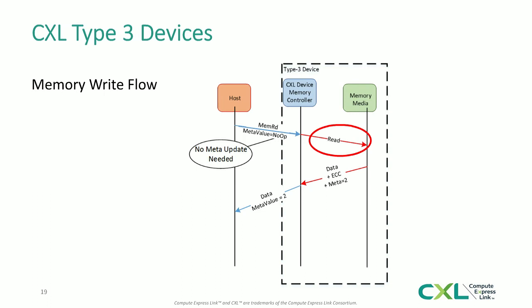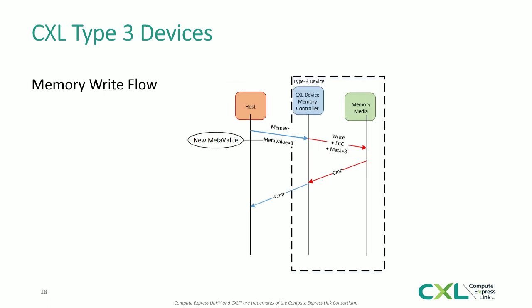All right, so the next flow we will go through is the memory read flow. It's similar here as well. So we send a request with no data in this case as a memory read.